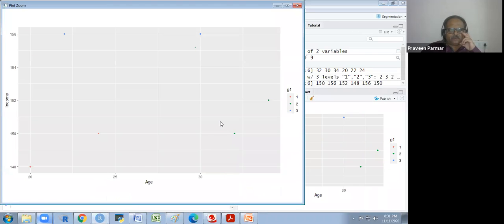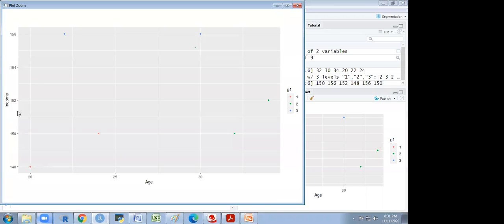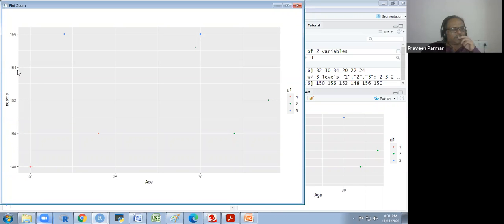So you will see this. These are the points, and these are the points, and these are the points. How many clusters would there be? What do you say? We have the income in this way, 148, 150, 152, and these are in the thousands. I think today 3 clusters we are getting. Okay.